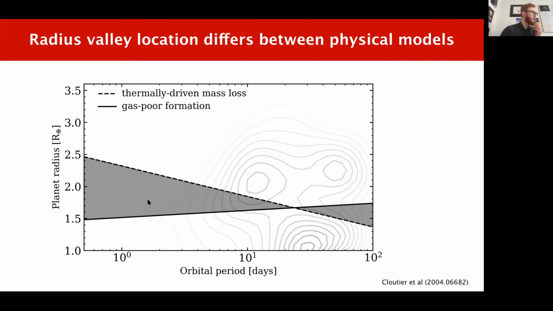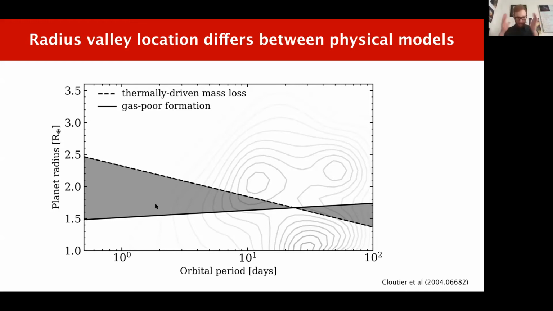But what if we consider a planet in say this large shaded wedge on the left here, this left wedge where my cursor is? According to thermally driven mass loss models like photoevaporation, any planets that sit in this region should be rocky because they are below the predicted location of the transition. But the gas pore formation model says that no. Those planets are actually above the transition, so they should be non-rocky.